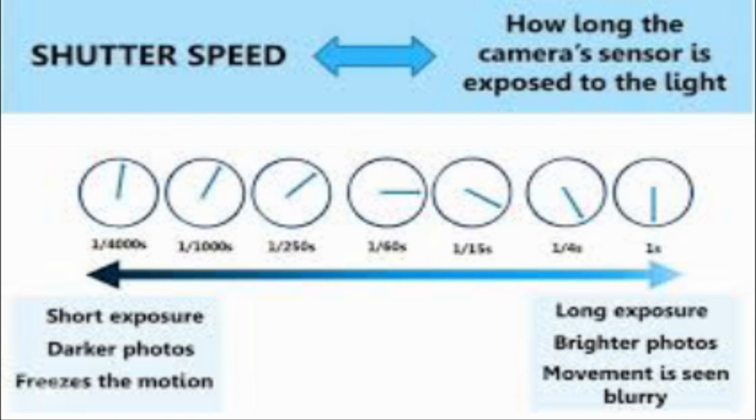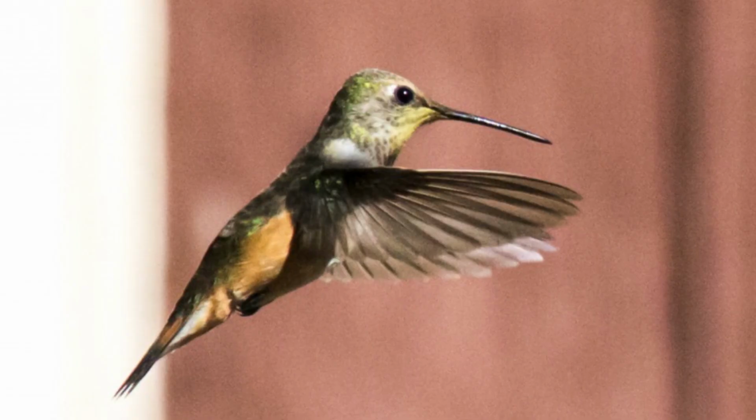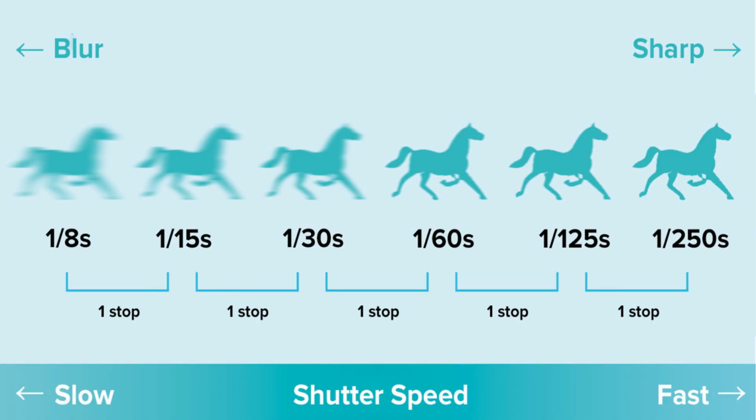For fast-moving objects, you generally want to use a fast shutter speed to freeze the motion and reduce motion blur. A shutter speed of 1/500th of a second or faster is usually sufficient to freeze fast-moving action, but the exact shutter speed you need will depend on several factors, including the speed of the subject, the focal length of the lens, and the amount of available light.